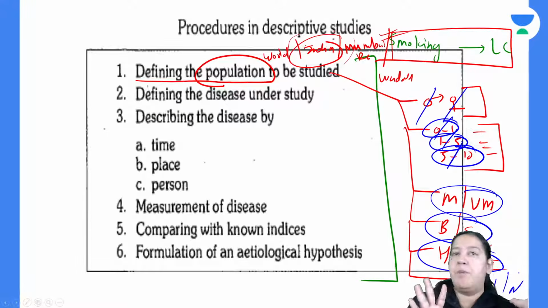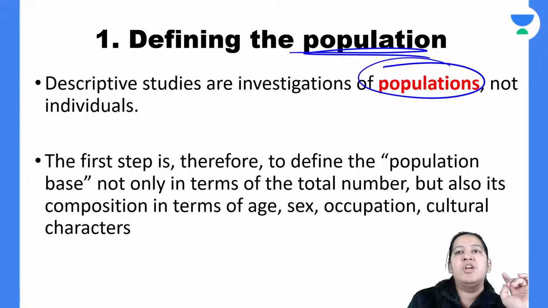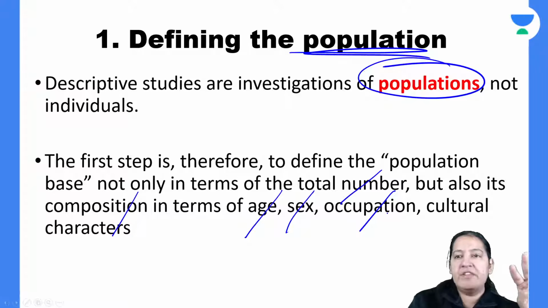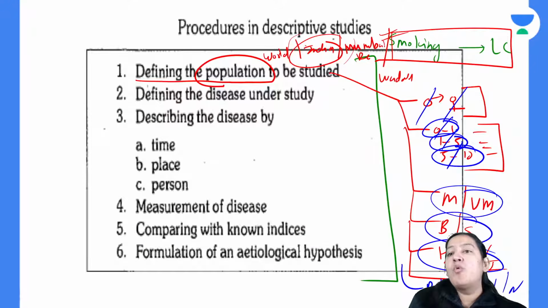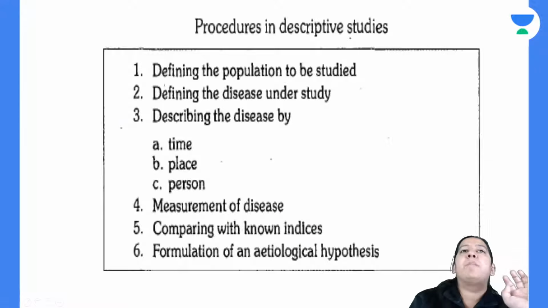That is defining the population. Have you got it? First step. So you have defined your population under all aspects: total number, its composition in terms of age, gender, occupation, businessman, serviceman, how many are rich, how many are poor, the cultural characteristics. You have defined everything. That is defining the population. First step is done. After that, tell me what is your disease.